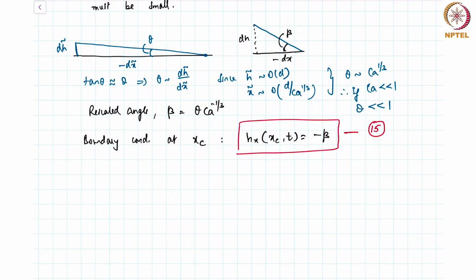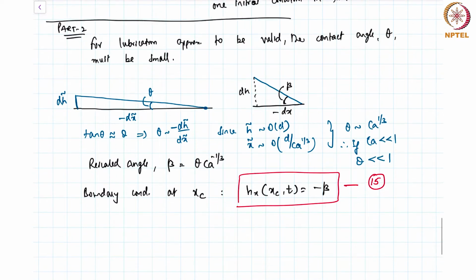Okay, so in other words, we're just saying that we've basically got dh by dx to be theta. To be more precise, we should be writing minus dh by dx to be theta. Let's put a minus sign here. Minus dh by dx to be theta, and therefore if I rescale theta, I simply get h of x at the contact line to be minus beta.